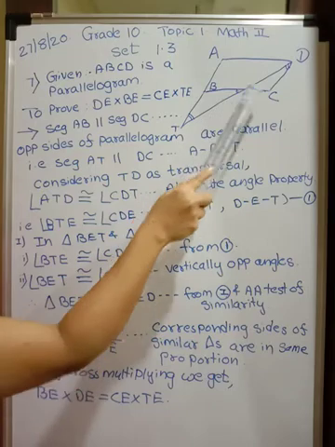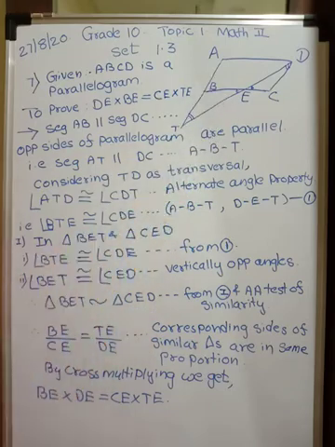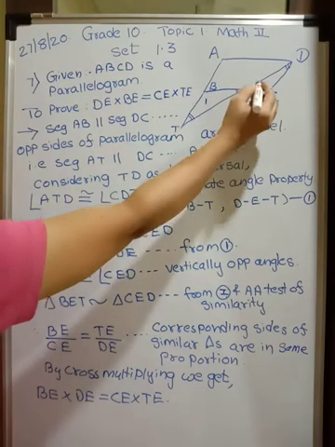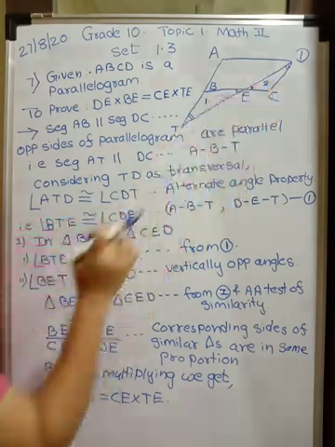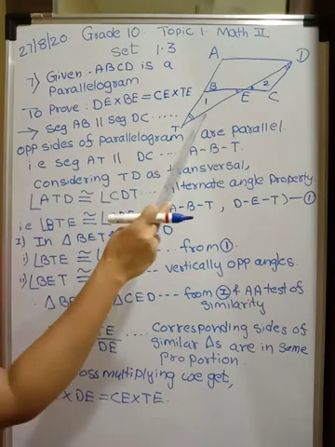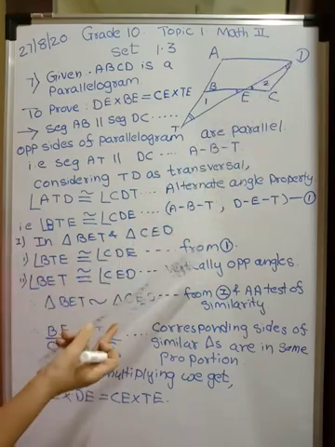Now we consider these two triangles. Can you see? Which triangles are we considering? DET and BET. This is the first triangle and this is another triangle. You can see triangle CED. In these two triangles we have just now seen that they are congruent.